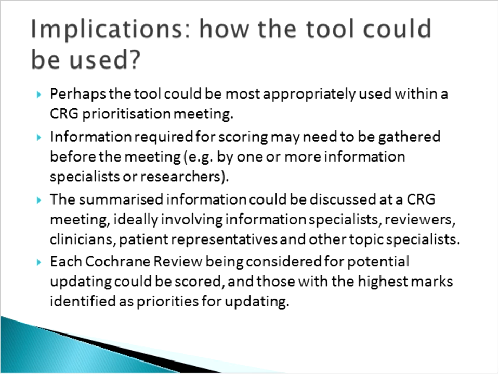We noted that the information required for scoring may need to be gathered before the meeting. You may not want to go through looking for all that evidence during a meeting, and perhaps it might be best to gather that information by an information specialist or researcher before the prioritisation meeting. But we thought that the summarised information could be discussed at the CRG, ideally involving information specialists, reviewers, clinicians, patient representatives, and other topic specialists. And then each review being considered for potential updating could be scored, and those with the highest marks identified as a priority for updating.